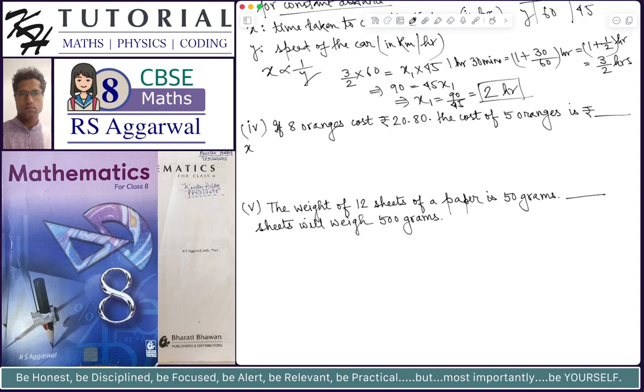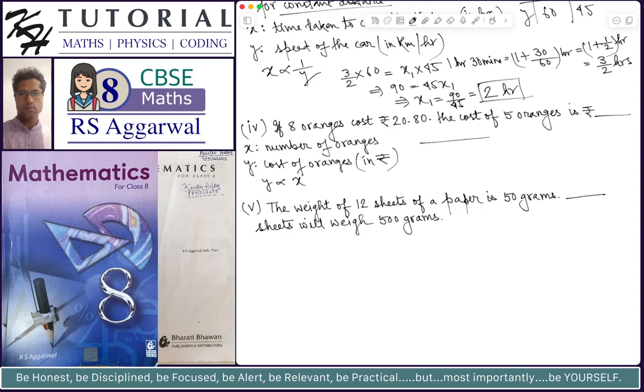So let x be the number of oranges and y be the cost of oranges in rupees, then definitely y will vary directly as x.